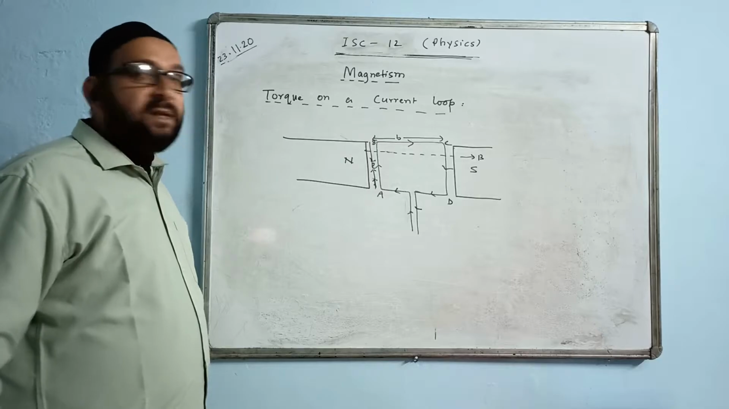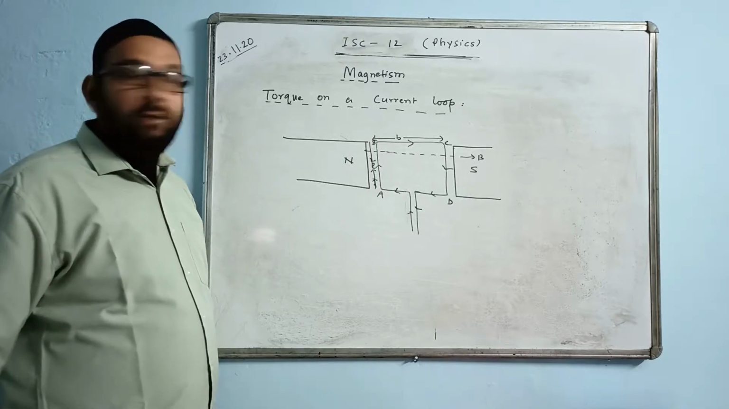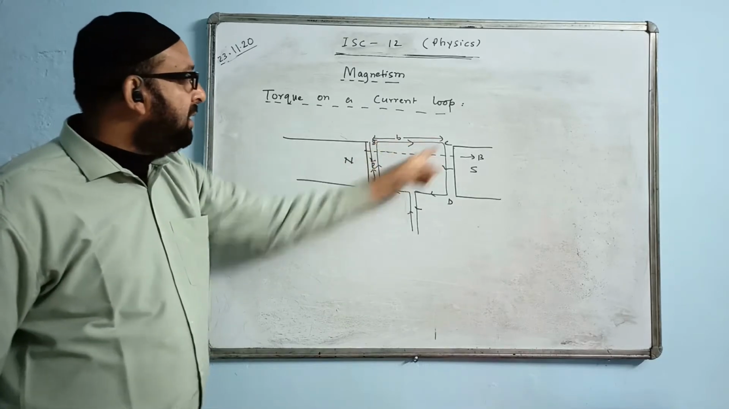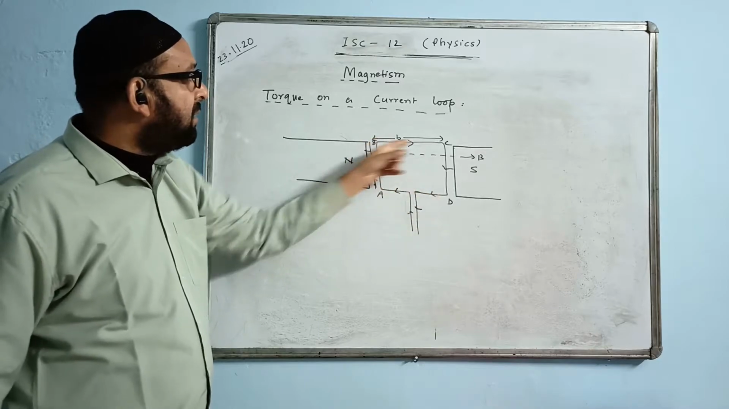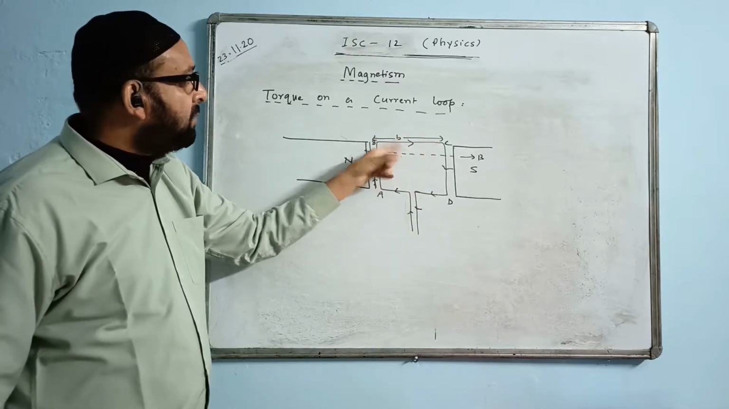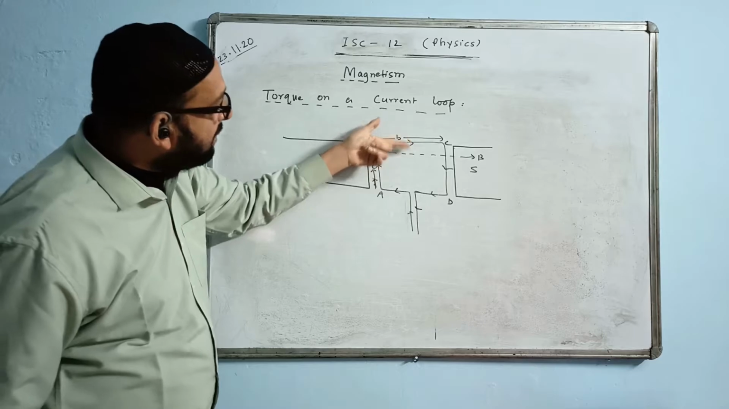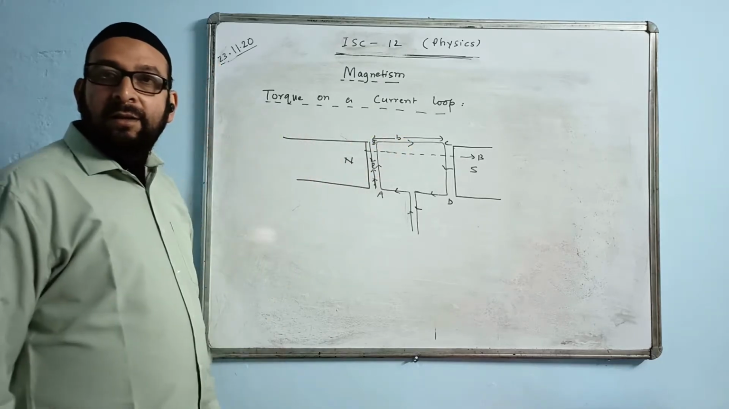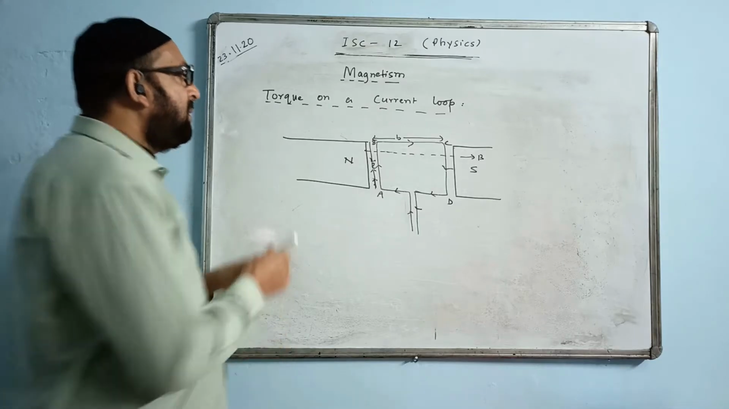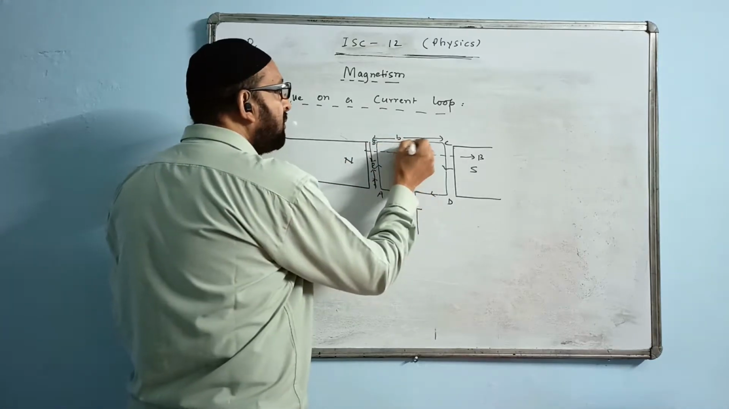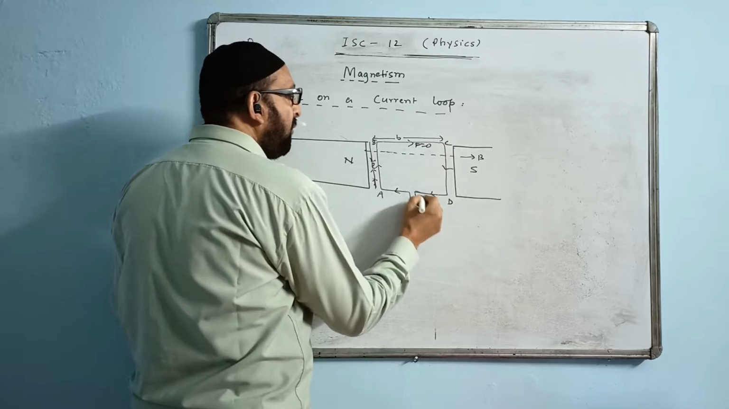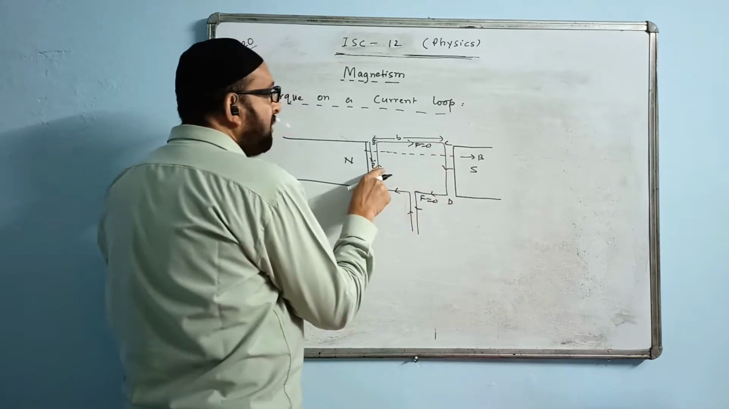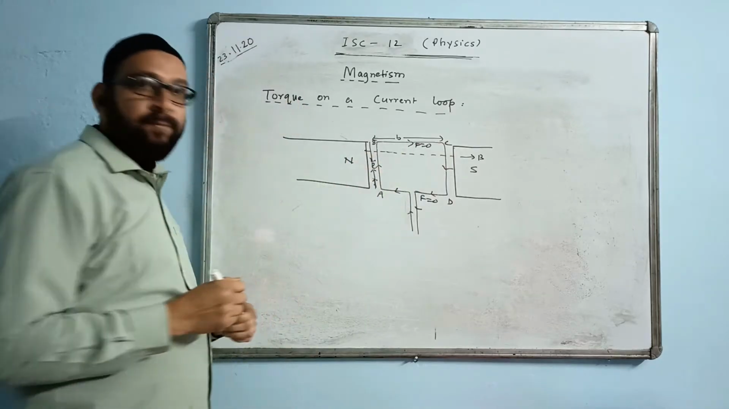Which two sides will experience minimum force, that means zero force? The answer is BC and AD, because this length is B. This one and this one are parallel. Parallel means the theta value is 0 degrees and sin 0 is 0. That means these two sides will experience zero force. Force here will be 0, force here will be 0, and force here and here will be maximum.